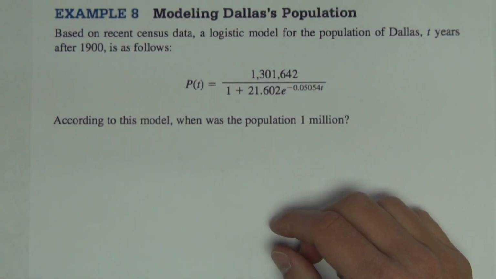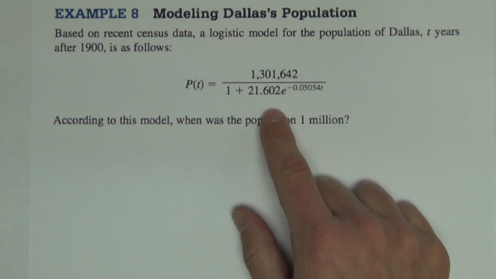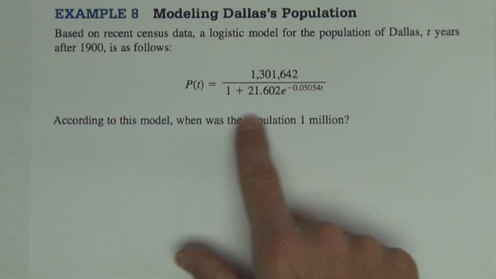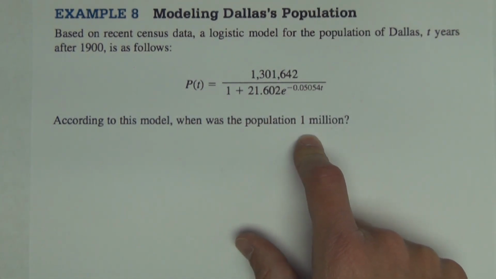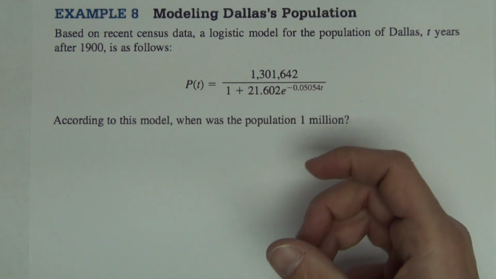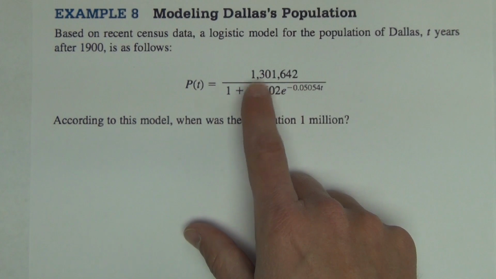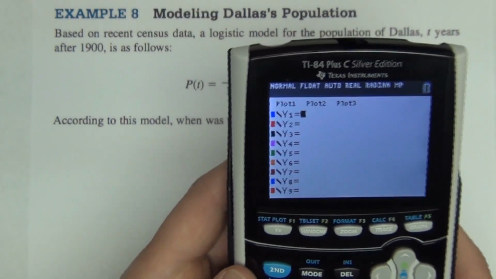This example says that based on recent census data, a logistic model for the population of Dallas t years after 1990 is as follows. According to this model, when was the population equal to 1 million? What we're going to do to solve this is similar to how we solved the last problem, where we used our graphing calculator to find an intersection point between two functions. So that's the way I'm going to go here. I'm going to begin by graphing this function. So I need to first type that in.